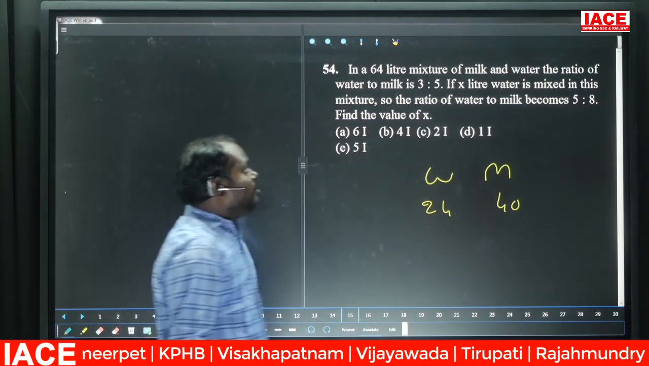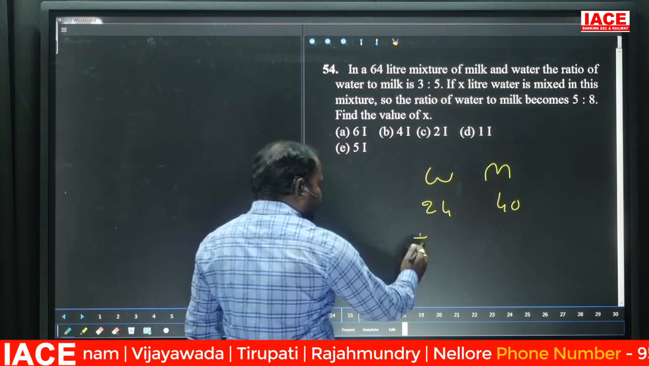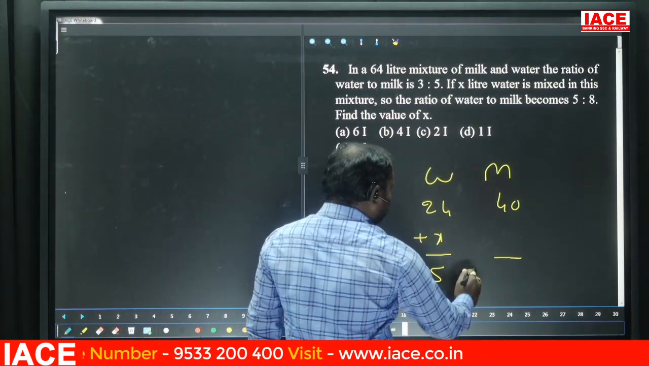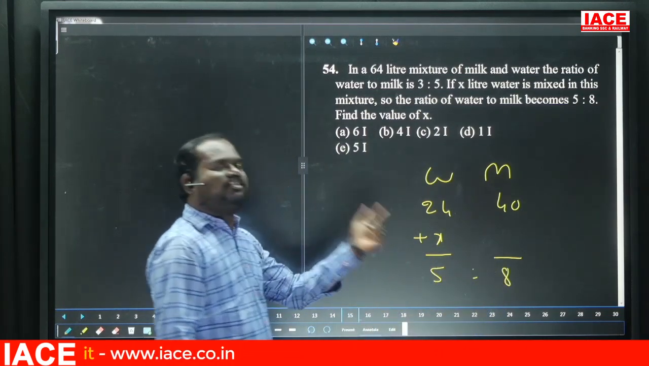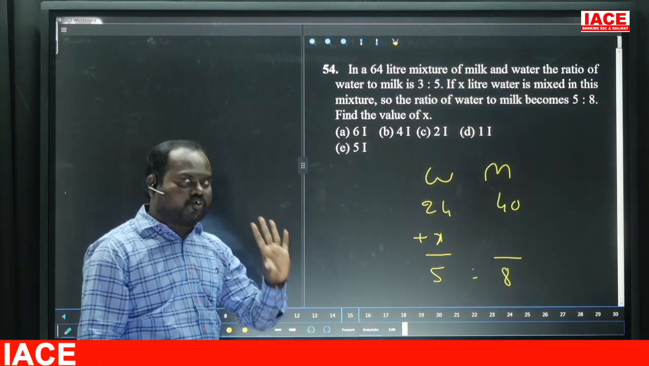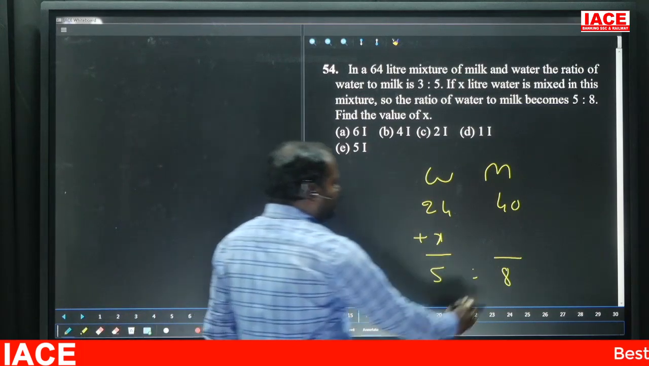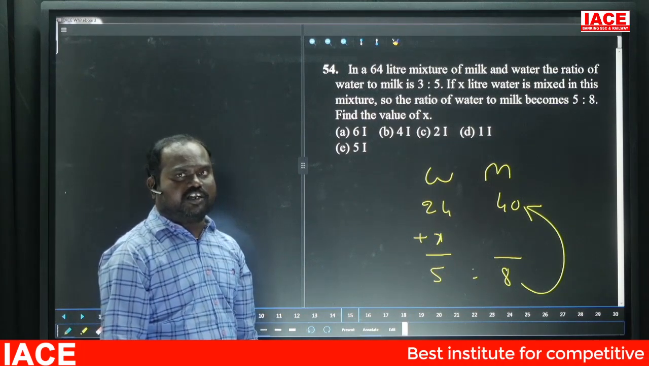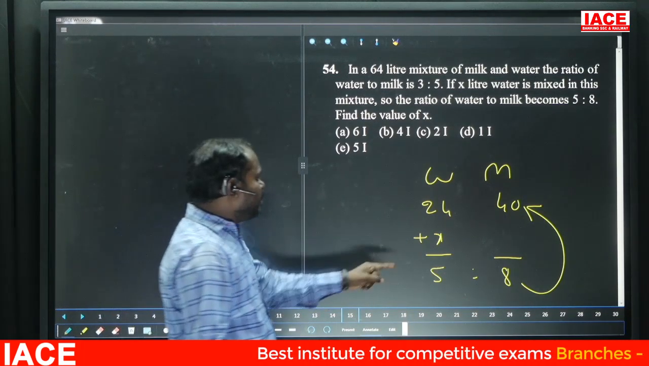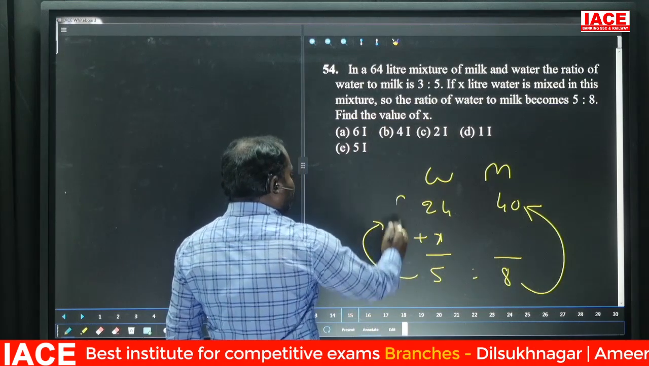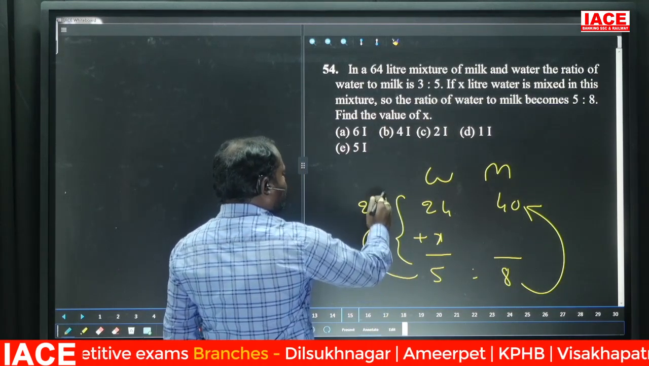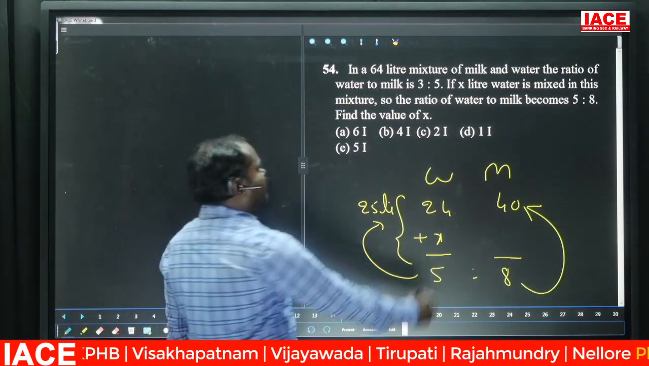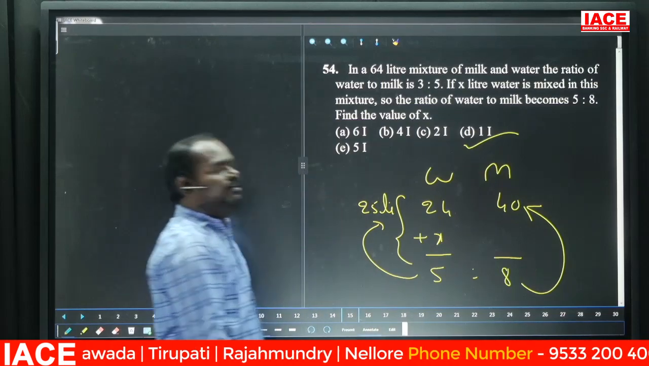Initially it was in this way, but X liters of water is added. After that the ratio is becoming 5:8. That means only water was added, milk was not added. So the milk quantity is the same. That means this 8 parts is equal to 40 liters. If 8 parts is 40, 1 part will be 5. 5 parts will be 25. So this entire water quantity should be 25 liters. Already 24 liters are there. That means we need to add only 1 liter. X value is 1 liter. Next.